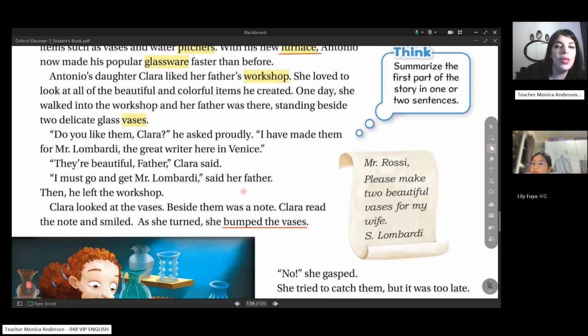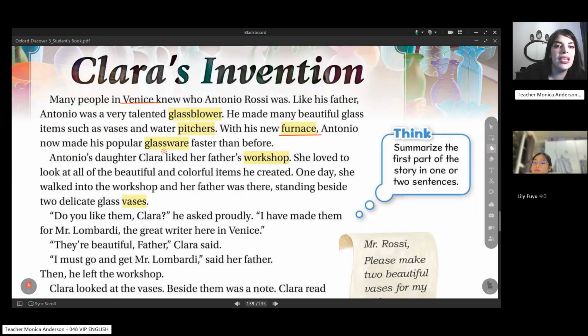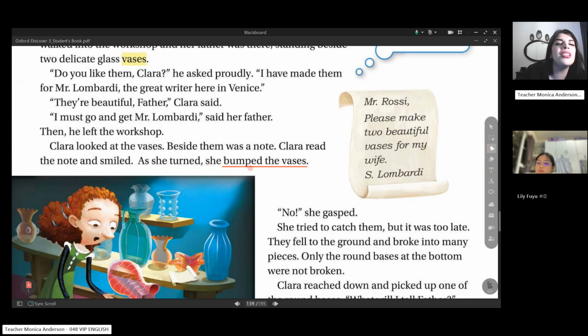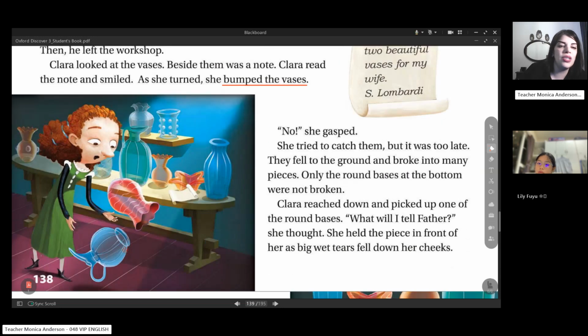Okay, wait. Just a word, just one moment. So first of all, this word is furnace. And we have Venice. So Venice, okay. And bombed the vases. Vase, as you can see.